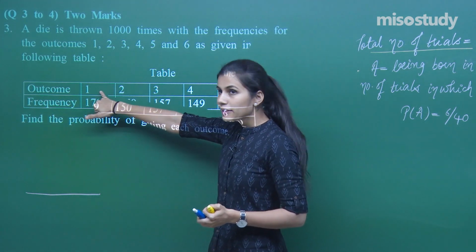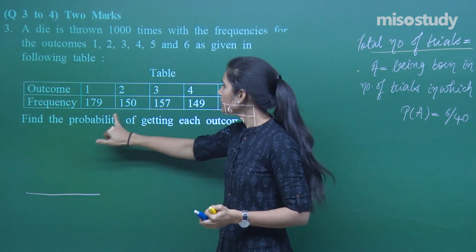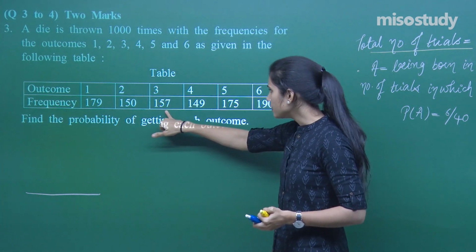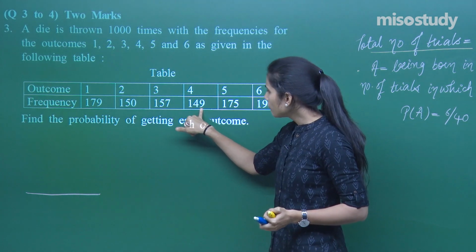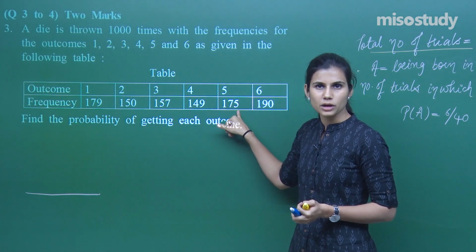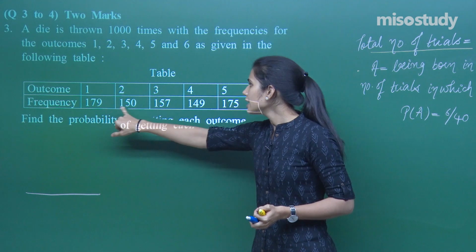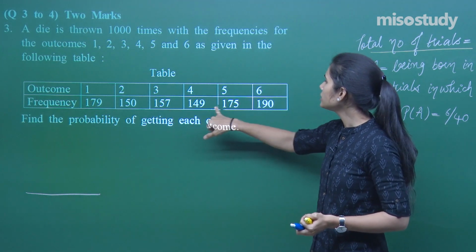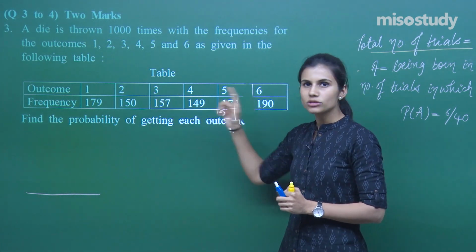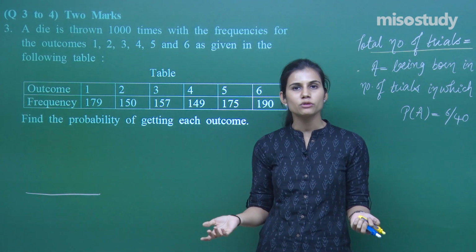It is saying in those 1000 trials, 1 is coming as an outcome in 179 trials, 2 is coming as an outcome in 150 trials, 3 in 157 trials, 4 in 149 trials, 5 in 175 trials out of 1000 trials, and 6 is coming as an outcome in 190 trials. When you add 179 plus 150 plus 157 plus 149 plus 175 plus 190, you get 1000. So that's how you are getting outcomes in 1000 trials. Outcomes can range from 1 to 6 only. That is what you get when you throw a die.